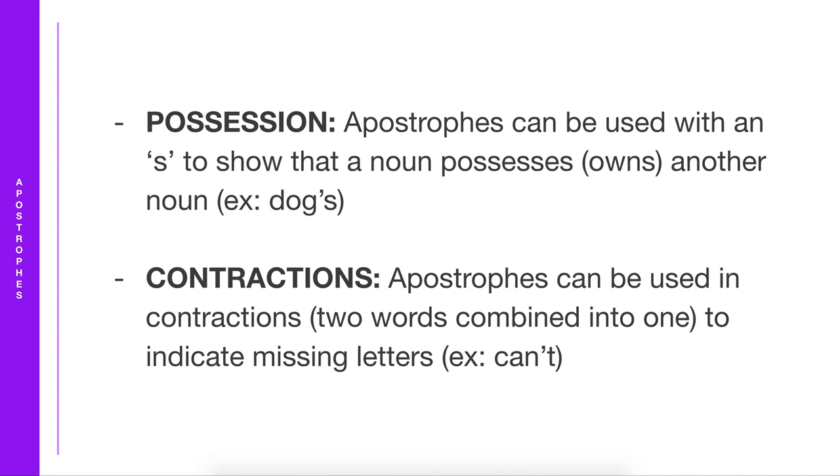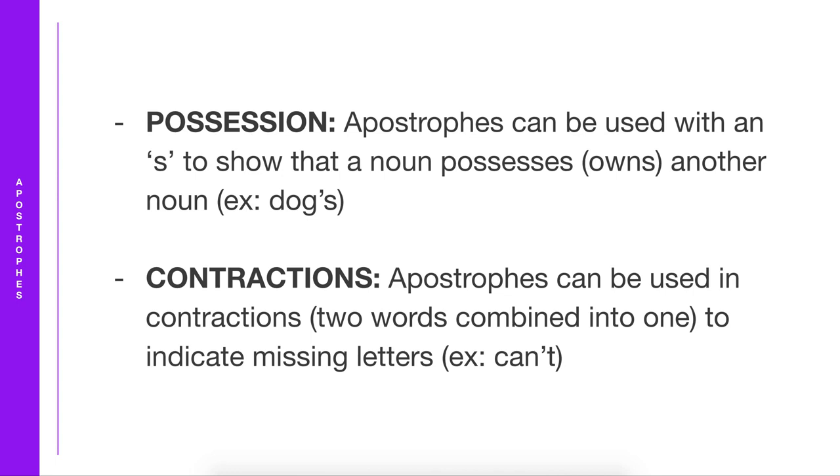But apostrophes can also be used in contractions, and contractions are just when two words have been combined into one word. And usually when we do that, we use an apostrophe to indicate missing letters in the word. So you can see our example on the bottom is the word can't. In that word, we have C-A-N apostrophe T, and that apostrophe indicates that we've taken out an O.